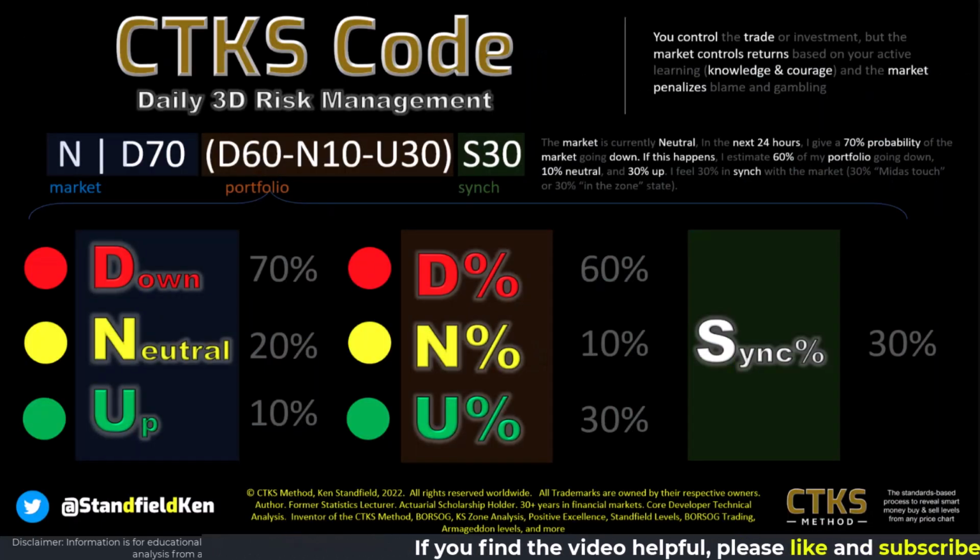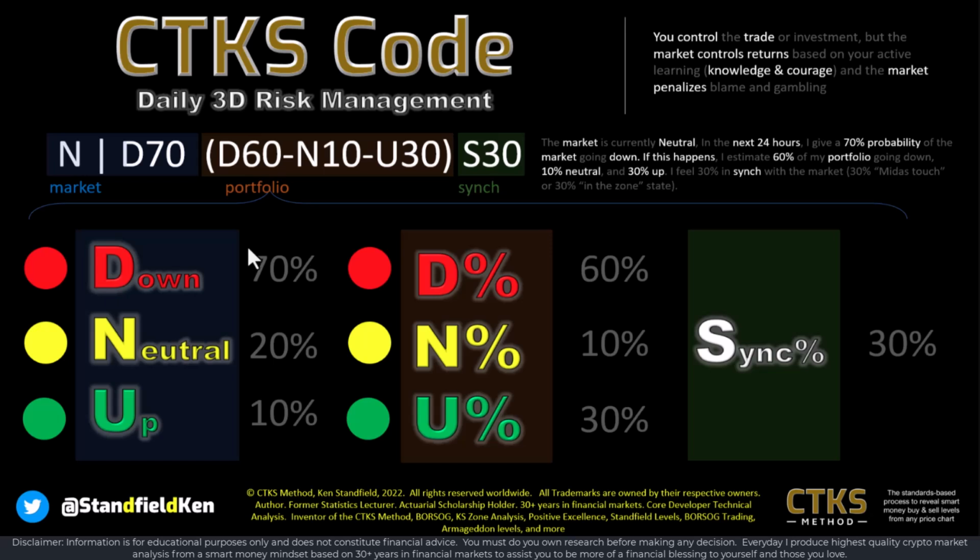Part of our risk management is to have a strategy. Prices come down, they go flat, or they go up. This is very important, especially inside the crypto market. Always remember, you control the trade or investment, but the market controls the return. You must have three simultaneous strategies: a down strategy, a neutral strategy, and an up strategy at all times. And this is inside any market: Forex, commodities, stocks, crypto, doesn't matter.